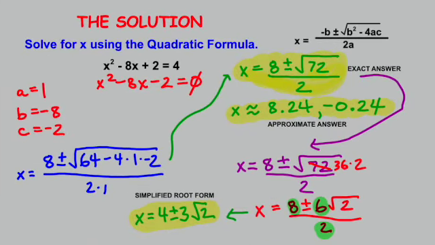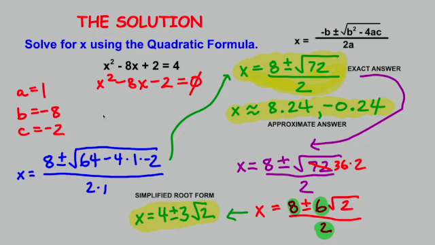Great. Well, now that you've had the chance to actually solve this on your own, let me show you my solution. So what I did quickly at the beginning was I subtracted 4 on both sides. So then I wind up with x squared minus 8x minus 2 equals 0. Therefore, the coefficient for x squared is 1. So I have a equals 1, b equals negative 8, and c equals negative 2.